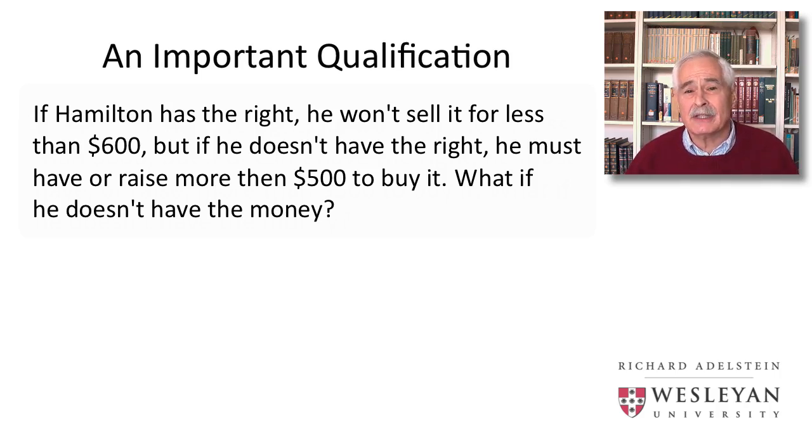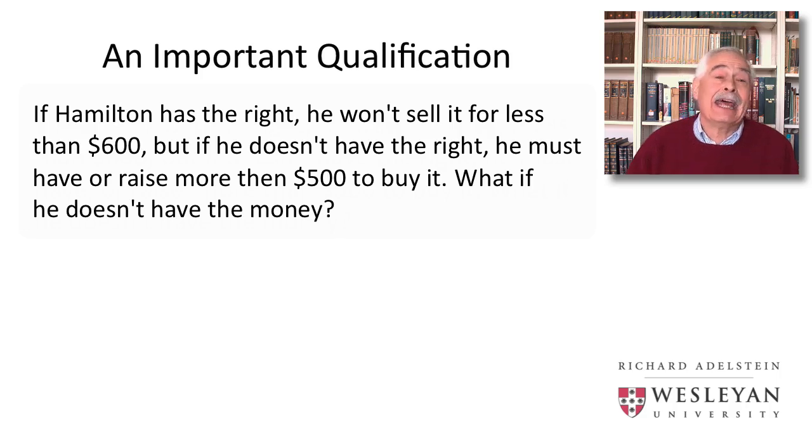But if the court initially gives the right to Jefferson, then the Coase theorem says that efficiency will be achieved only if Hamilton is able to buy the right from Jefferson. And in our example, we assumed Hamilton could do this by coming up with $550 in cold cash to pay for the property right that Jefferson had and that Hamilton wanted and claimed to value more than Jefferson. So, if Hamilton doesn't have the right, he has to raise at least $500 in cash in order to buy that right. What if he doesn't have the money?